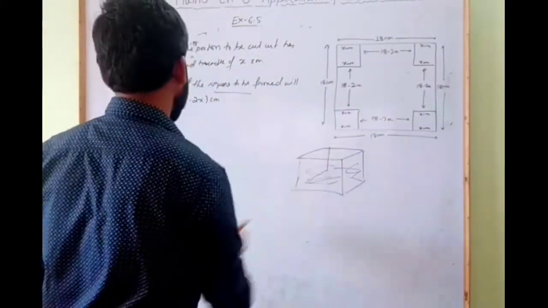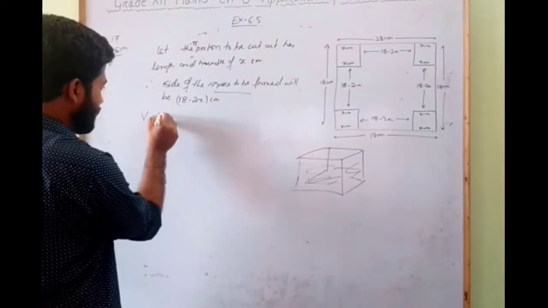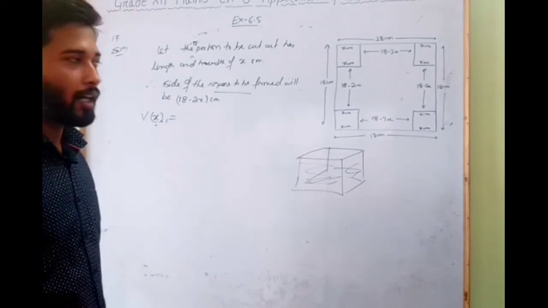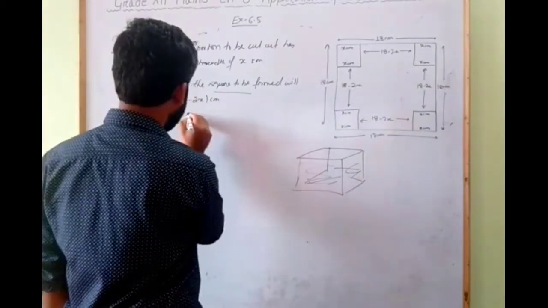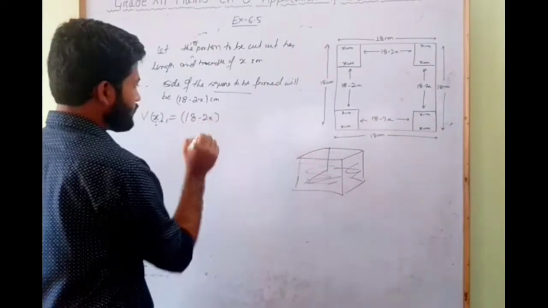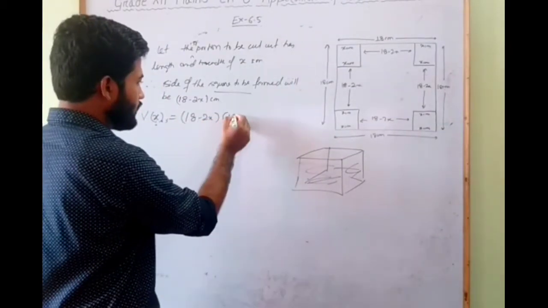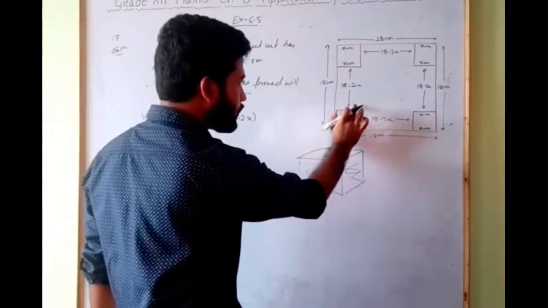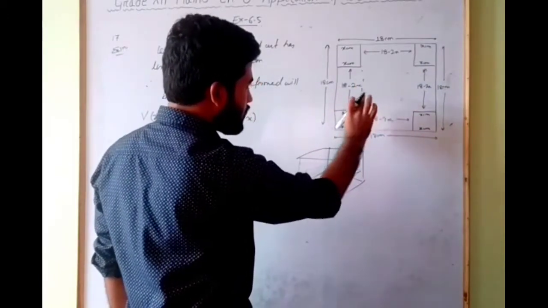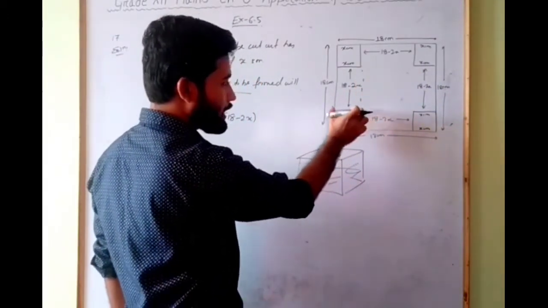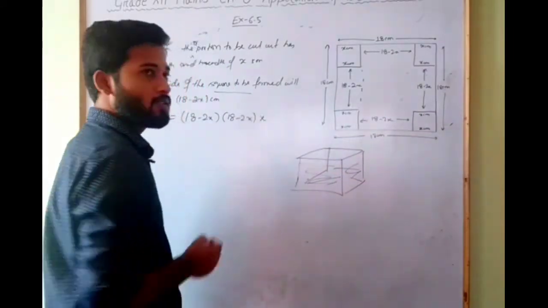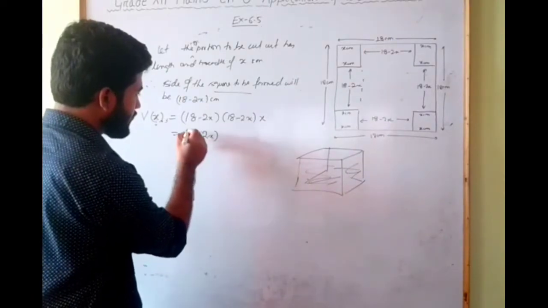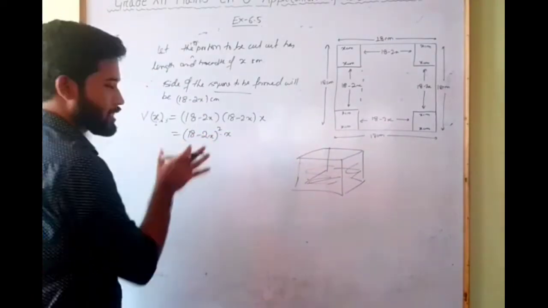If we want to maximize its volume, let us consider the function as V(x). How to find the volume of a box? Length into breadth into height. What is our length in this box? It is 18 minus twice x centimeter. What will be the breadth? It will also be 18 minus twice x centimeter. And what about the height? If we fold this portion here, x will be the height, isn't it? This gives us 18 minus twice x whole square into x. So this is our function.